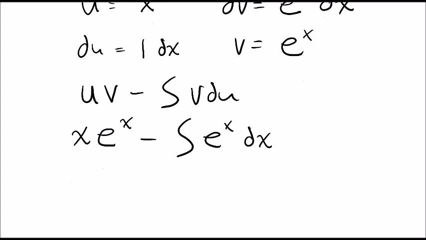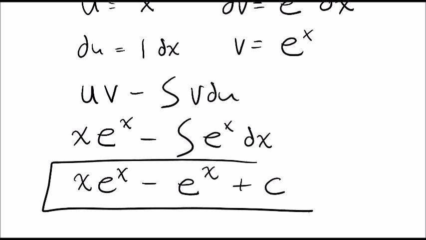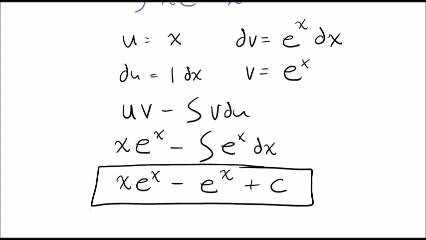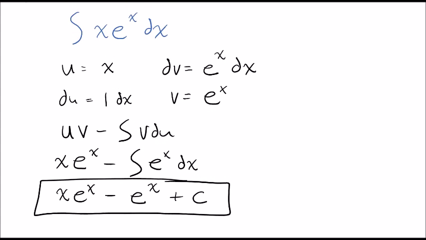Now I can finish this out. We know what the integral of e to the x is. The integral of e to the x is just e to the x, and then I just attach my plus c at the end. So there you go. That would be the integral of x e to the x dx using integration by parts. Hope this helps.